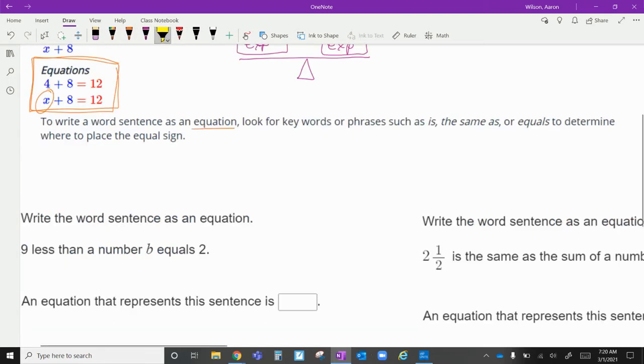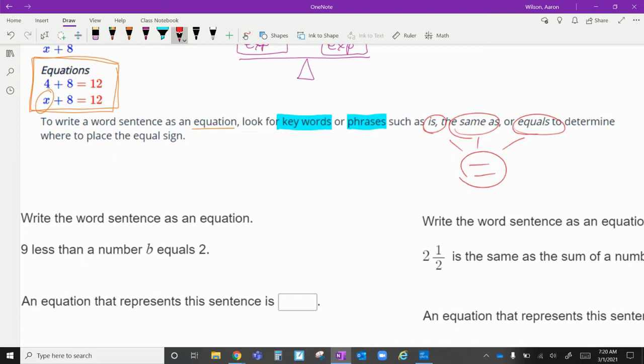In order to write an equation, you have to be looking for key words. Okay, you have to understand these words, or these little hidden codes or phrases, such as the word is, or the same as, or equals to. All of those mean use the equal sign.